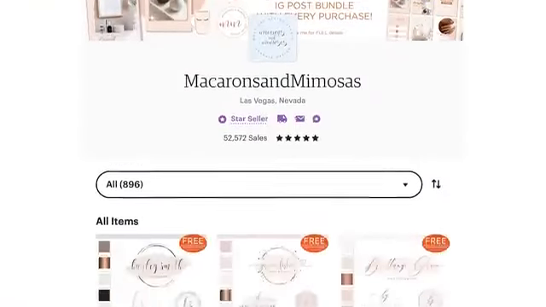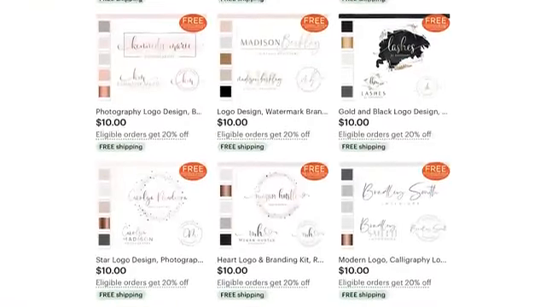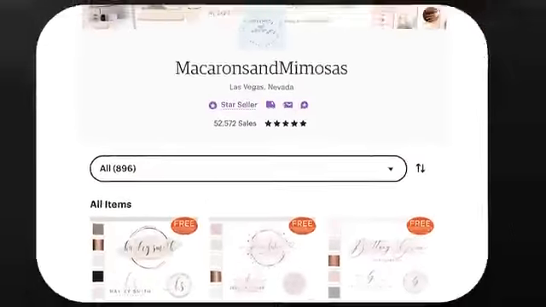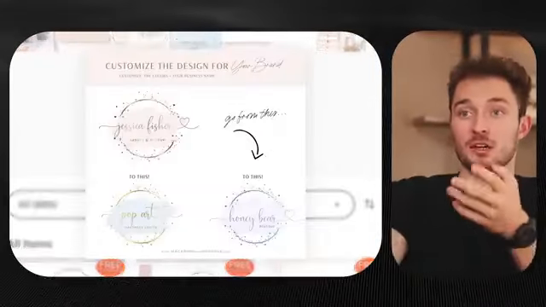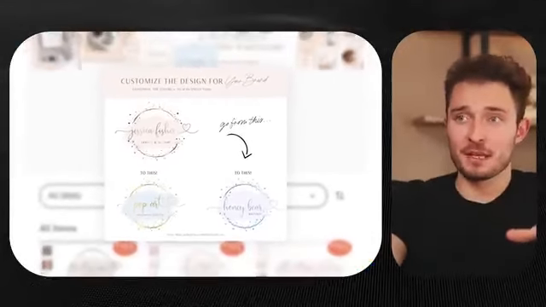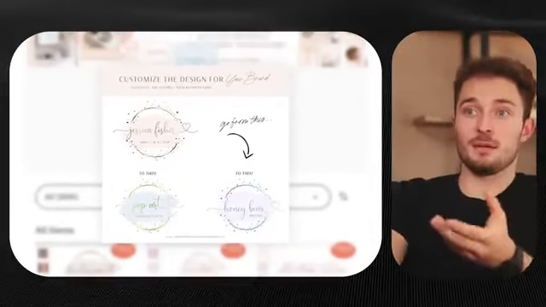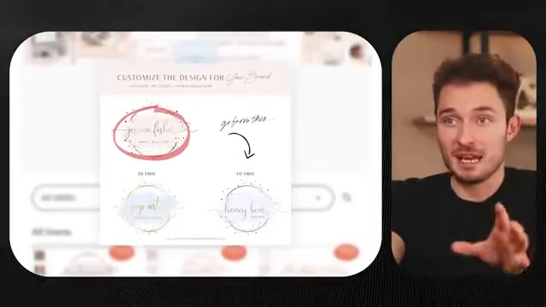Idea number 4 is one of my favorites and also one of the most profitable, and it's opening a logo design shop. Shops like this one are charging $10 per logo pack here on Etsy, and with their 52,000 sales, that's over $500,000. See, a lot of their logo packs are good, but they're also very simple. See, you can find a lot of these elements like the watercolor marks on Canva already.